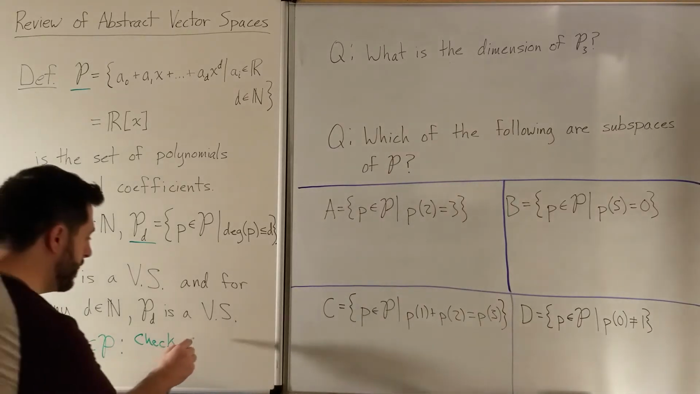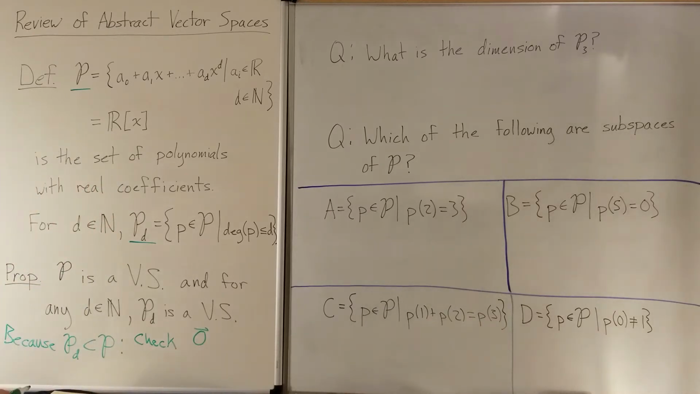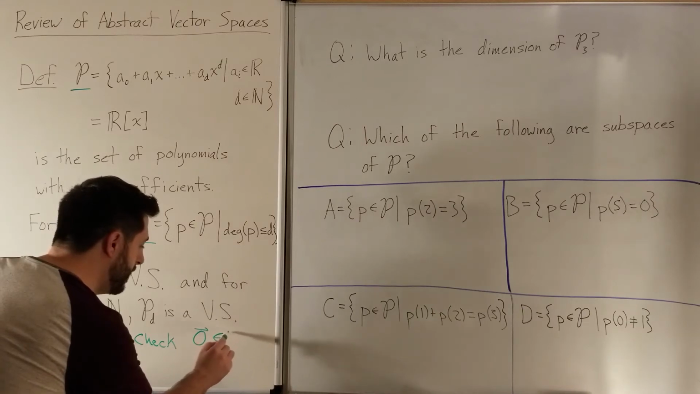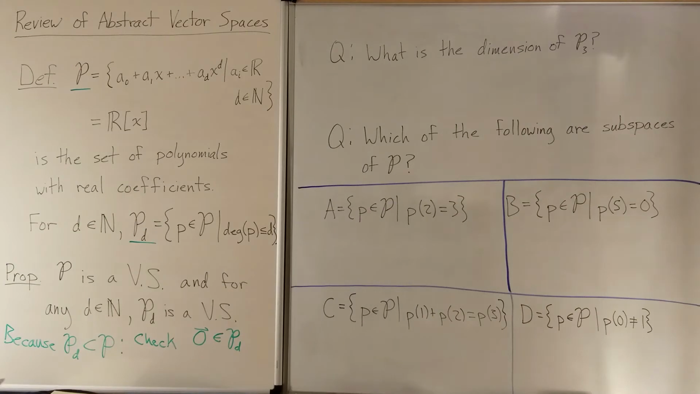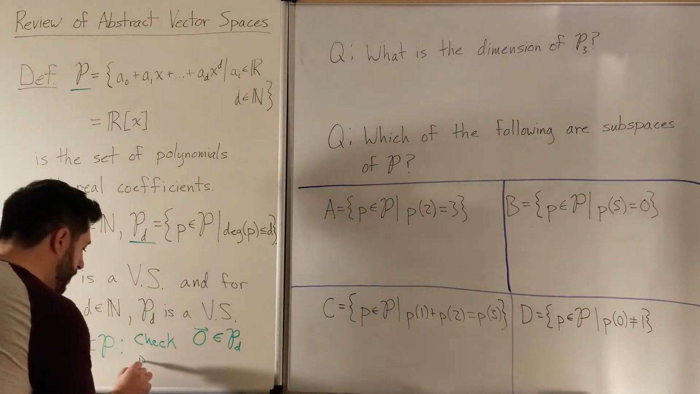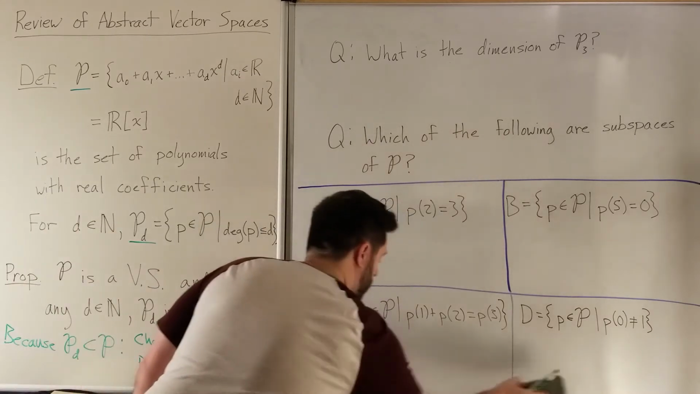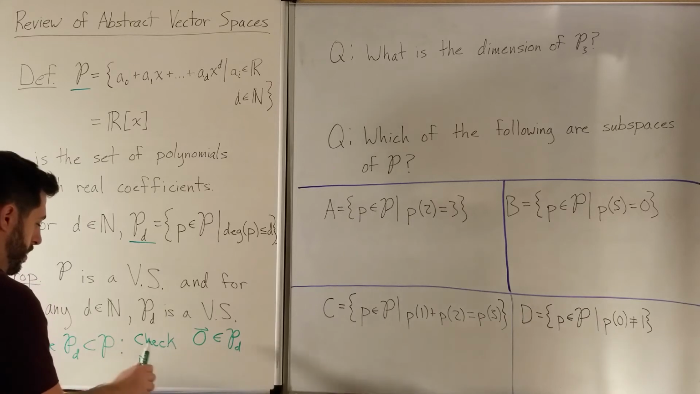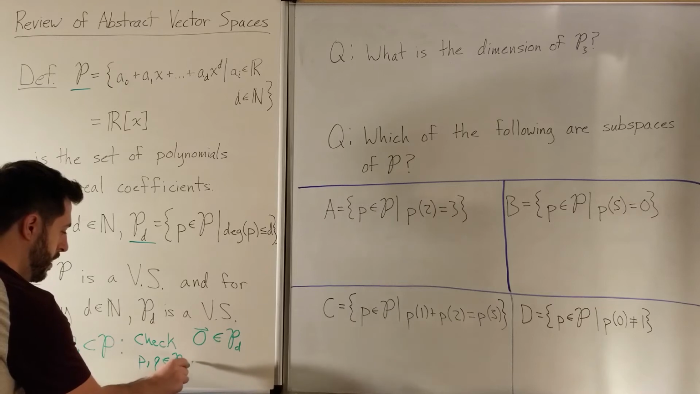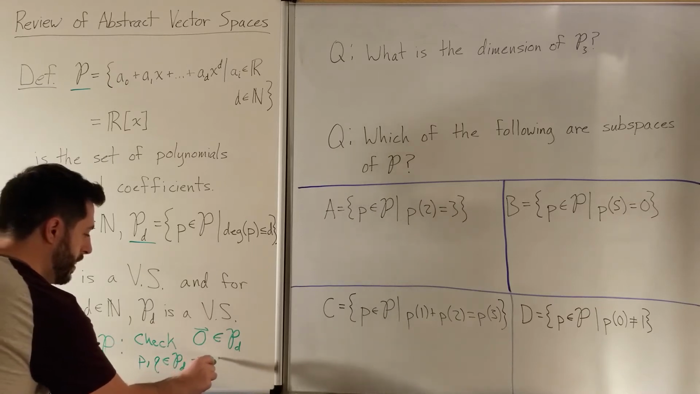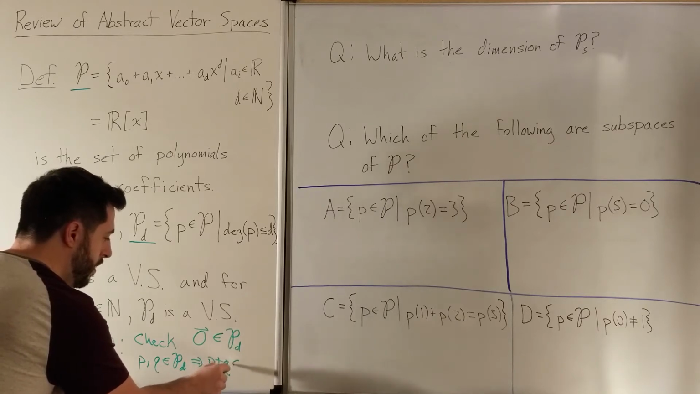We need to check that the zero polynomial, which I'm going to write as a zero vector, because we're thinking about all these polynomials as vectors, is in P sub d. That's the first thing we need to check. We need to check that if P and Q are two polynomials in P sub D, then their sum is also in P sub D.